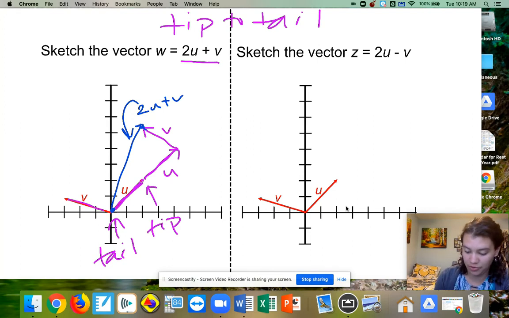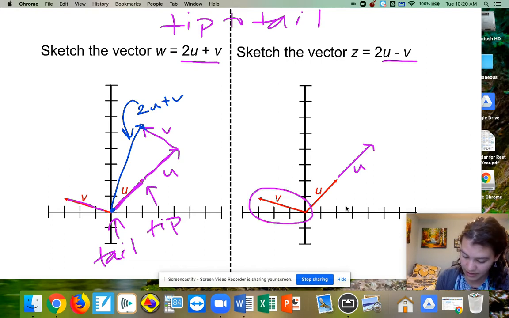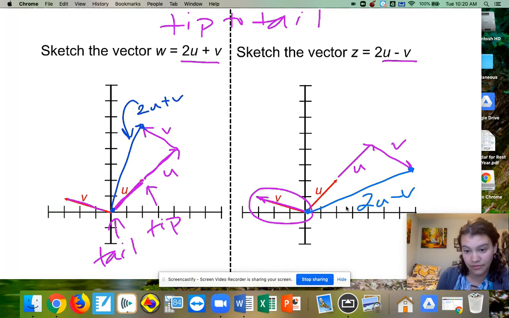And then over here, if we're going to do the same idea but subtract it, I'll add another u on here. Make it a little straighter. And then if we're going to subtract this, instead of going this direction, I'm going to go the opposite direction. So I'm going to go like this to get v, or negative v. And then you start here, and here, and this is your 2u minus v vector.